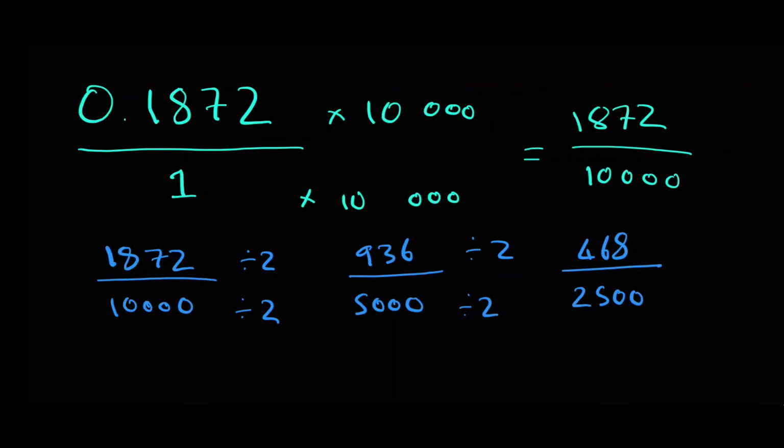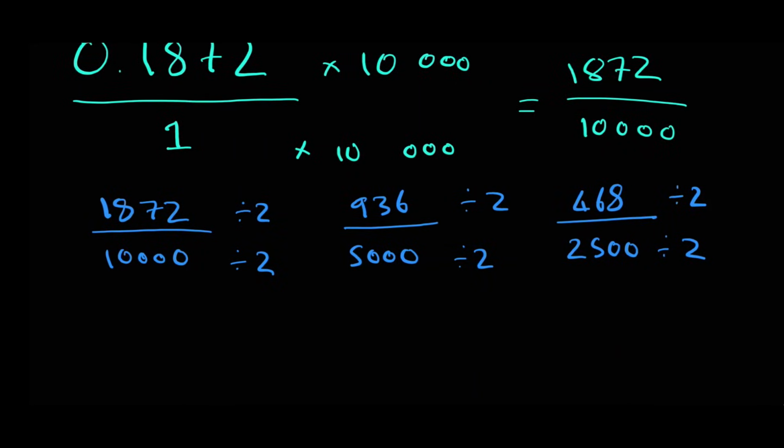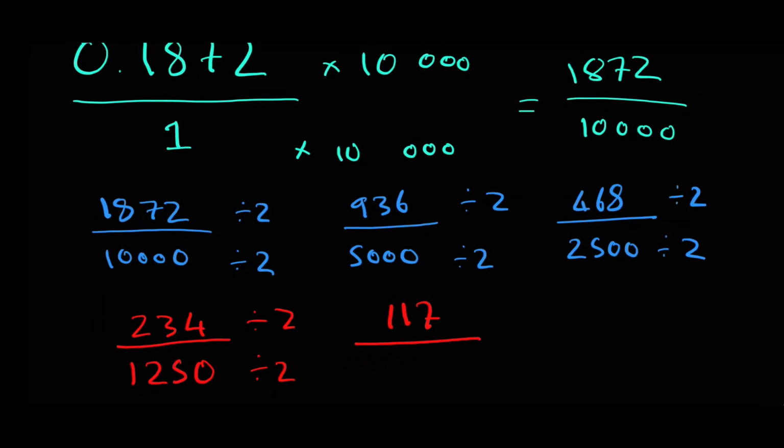Once again, both the top and the bottom are divisible by 2, so dividing both by 2, we get 234 over 1,250, and both of those are divisible by 2, so we're going to divide it again, and that equals 117 over 625. There is no common factor between 117 and 625, so that's going to be the final answer. So 0.1872 is 117 over 625. And that's how you turn a decimal into a fraction.